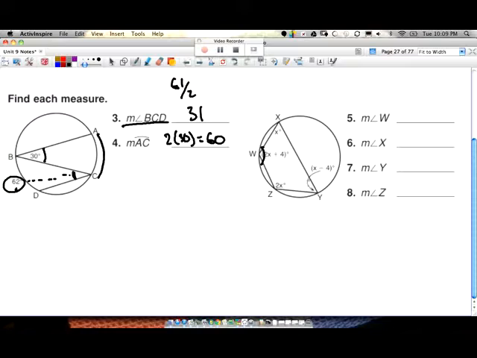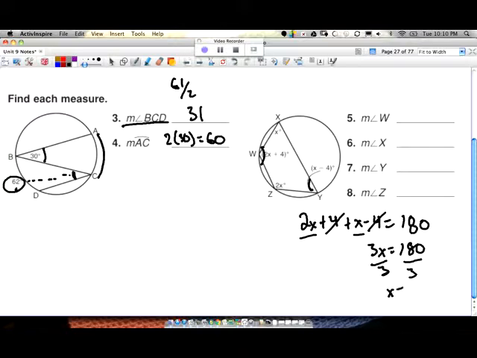Okay, so angle W. Angle W happens to be opposite angle Y here, which means those two things add up to 180. So 2x plus 4 plus x minus 4 equals 180. The 4 and the negative 4 are going to combine to 0. The 2x and the x combine to 3x. So we have 3x equals 180. When we simplify that, we wind up getting x equals 60.